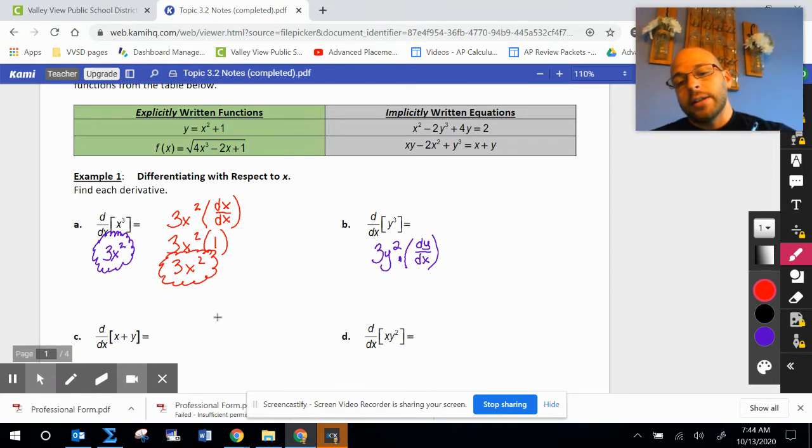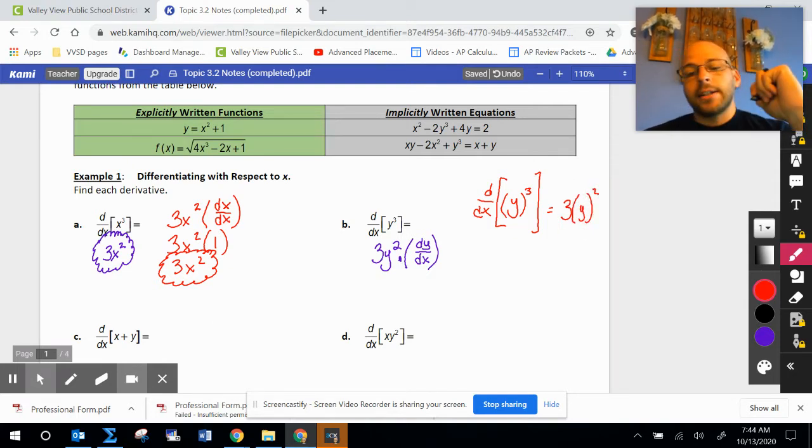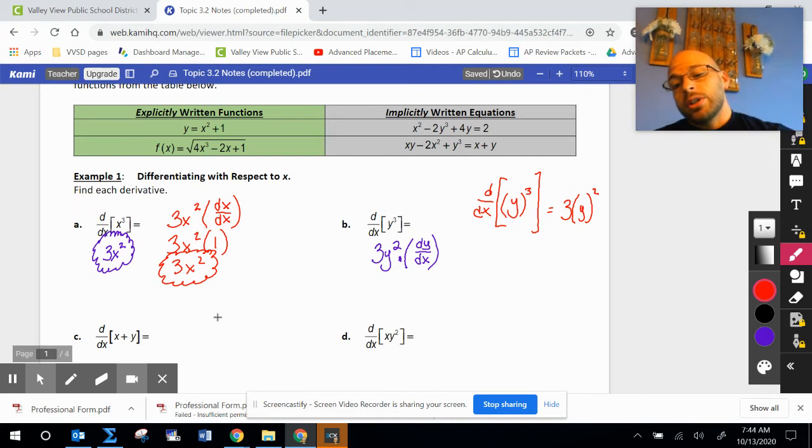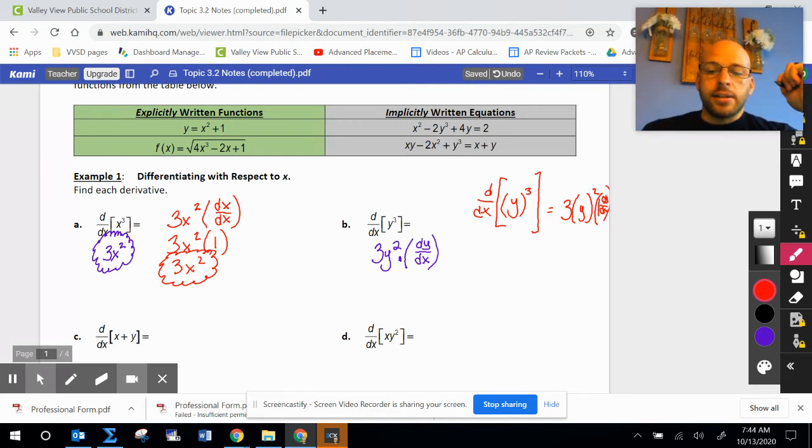Just to outline this a little further, we have y cubed. I'm going to take the derivative with respect to x of y cubed. So I start with my outer piece: the 3 comes down, and the inside stays the same. But I now need to take the derivative of the inside. The derivative of y is 1, but because it's a y, we get a dy over dx, and that is our derivative. In this case, we can just write it as 3y squared times dy dx.